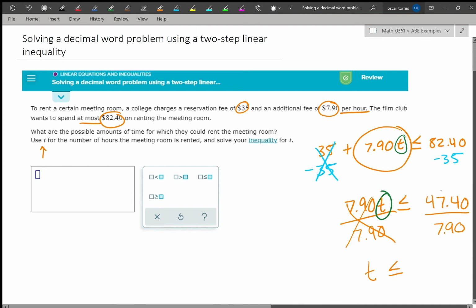Then we've got to do the division. And you are allowed to use a calculator for this problem. So you can just put this in the calculator, and you end up getting 6. That means that the total number of hours that the meeting room is rented is 6 hours or less. So the number of hours is less than or equal to 6 hours. And that would be our final answer.